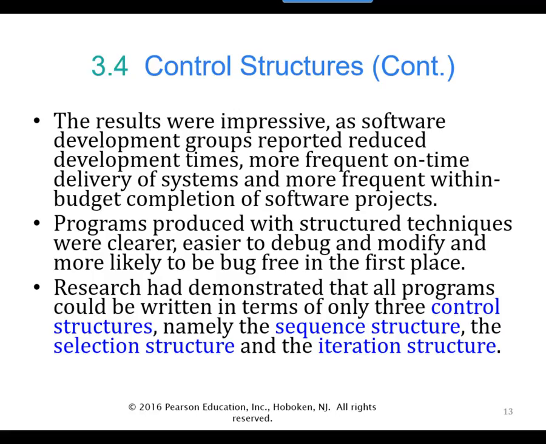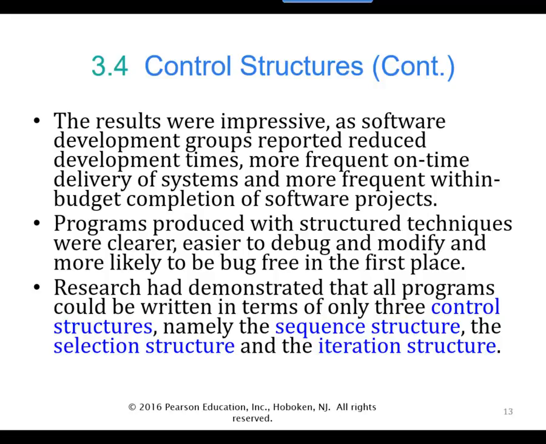But the results were impressive. Software groups reported reduced development time and more frequent on-time delivery of systems. In other words, it worked. If we make the go-to statement go away, people wrote better code. We took away something that made writing code easier at the time you're writing it, but it created huge problems.